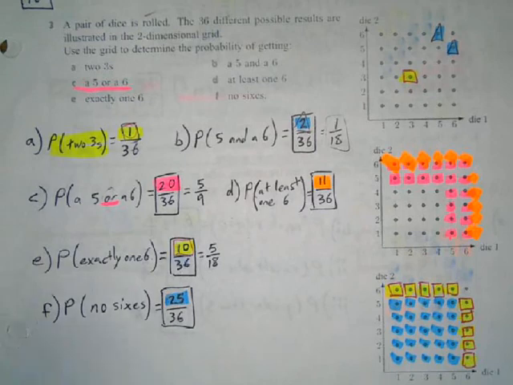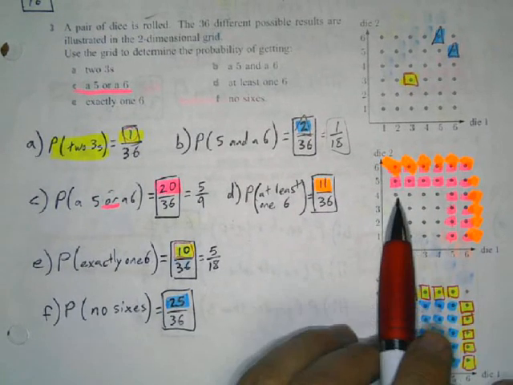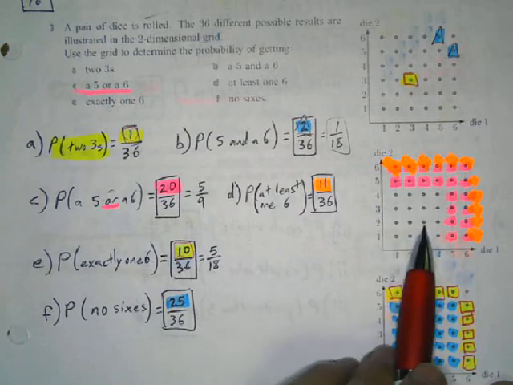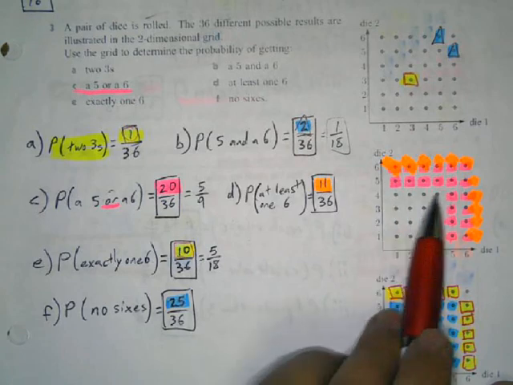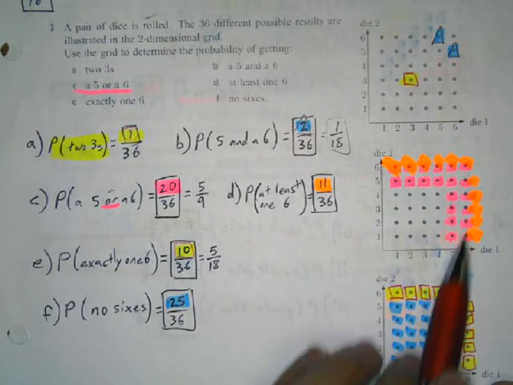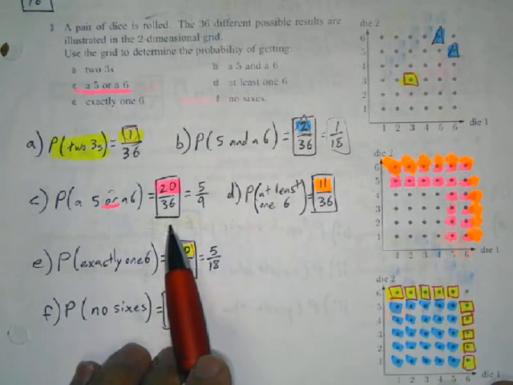And none of these ones that aren't highlighted can be counted because this is like a 4 and a 1, and this one here is like a 2 and a 3. So none of these have I rolled a 5 or a 6. So I count all the pink ones together, and that gets me 20 over 36.